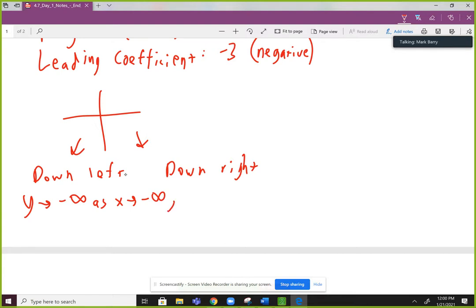Now I'm going to do the down to the right. So this one will be y goes to negative infinity again. So down is always y to negative infinity. And then right would be x goes to positive infinity, all right?